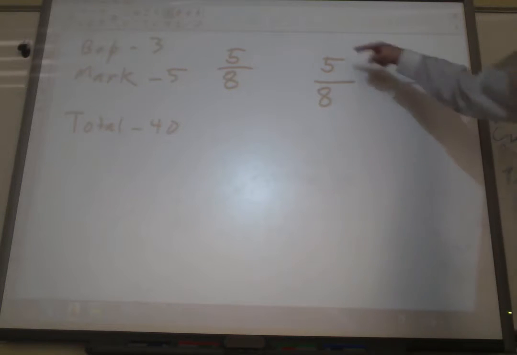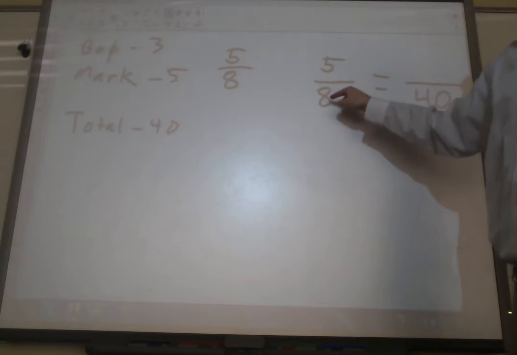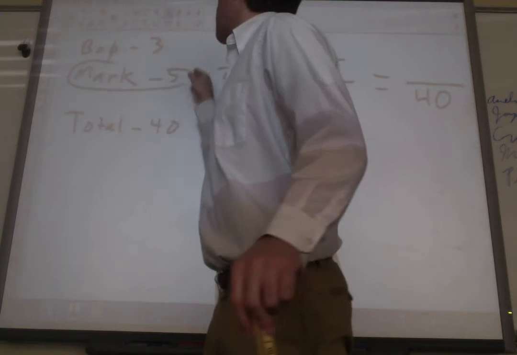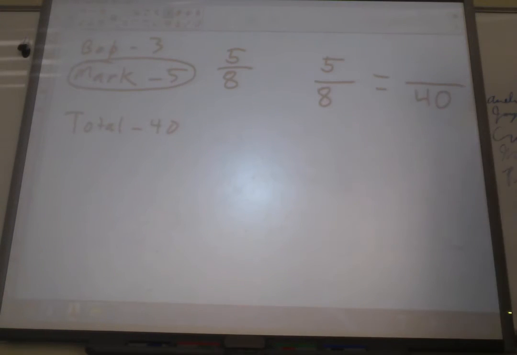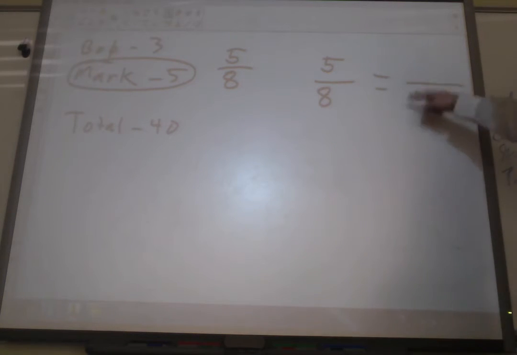I'm comparing the part, Mark's part, to the whole of 8 kids voting. Right now, again, we're just focused on Mark, and he gets 5 out of every 8. So that's my first ratio. Well, there's 40 total kids in the class, and we are trying to figure out how many votes Mark got total. So here we go. Here's our proportion. It's nicely set up for us now. We just have to cross multiply to solve this.